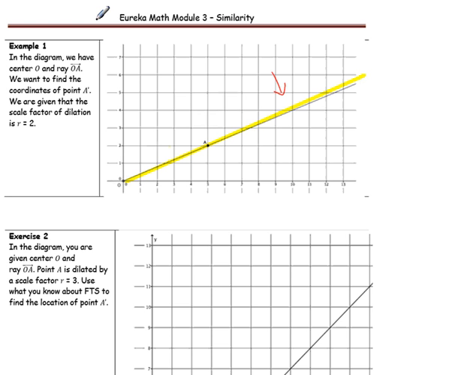To find A prime, we could use a ruler or a compass and measure OA. But now that we know about the fundamental theorem of similarity, we can do this another way. First, we should look for parallel lines that will help us to locate A prime. And we can use the coordinate plane to ensure parallel lines because we know that these lines are parallel to each other.